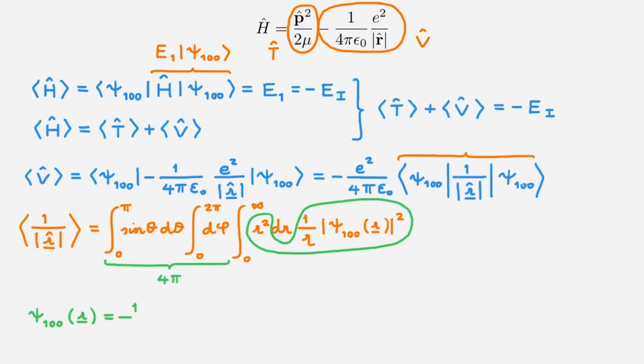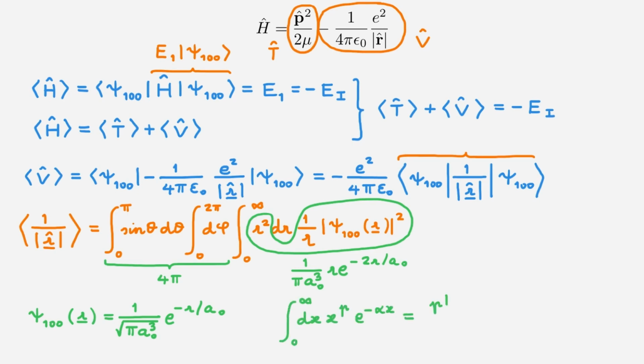Using the expression we got earlier for the ground state wave function, we end up with this integrand for the radial integral. At this point, we're going to use this standard integral, which you can look up in the usual integral tables or just evaluate it directly. In our case, p here is equal to 1, and alpha is equal to 2 over a 0.